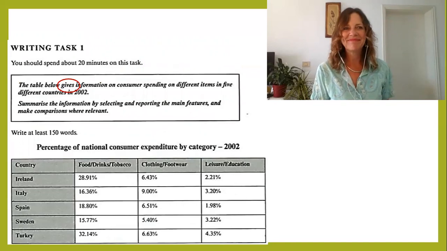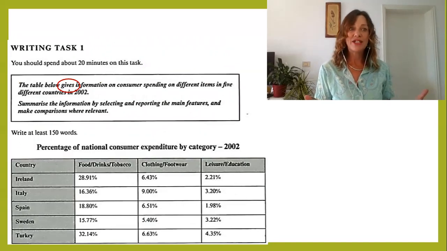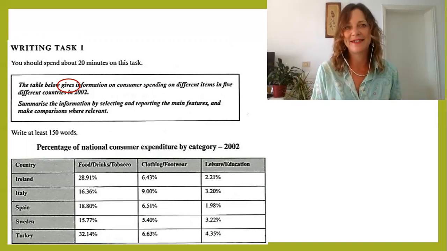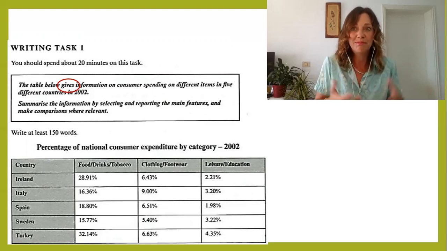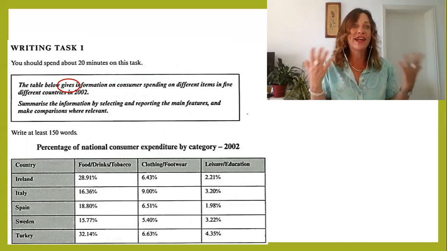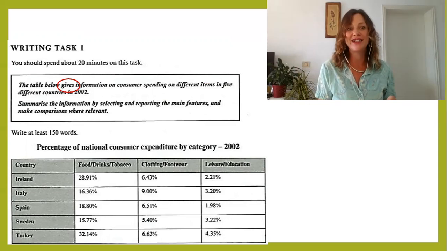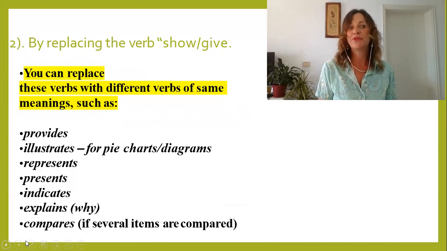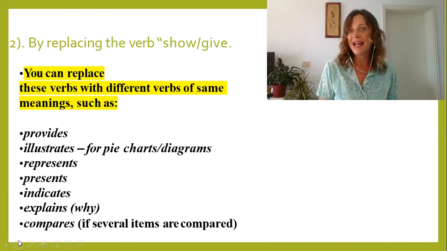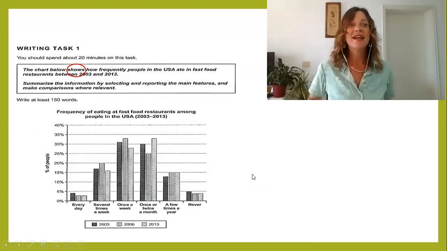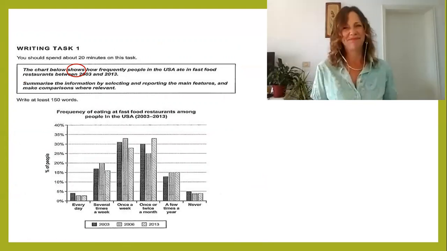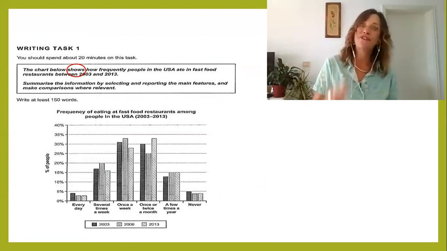Let's look at the example. Here again, we have the question. The table below gives information on consumer spending on different items in 5 different countries in 2002. We can just change that verb, not gives. We could use one of the alternatives that we just looked at. So rather than saying gives, we could say provides or presents. Let's see another one. Here again, the chart below shows. We can change shows with one of our previous verbs.